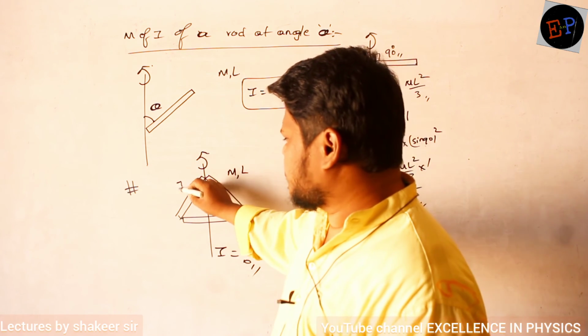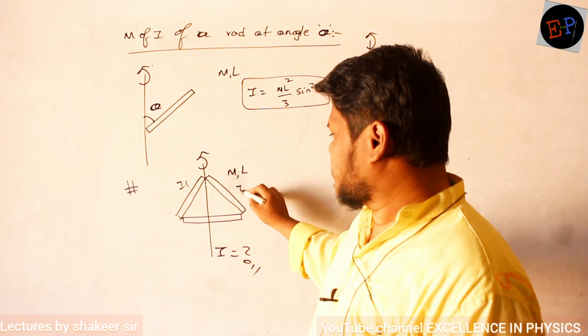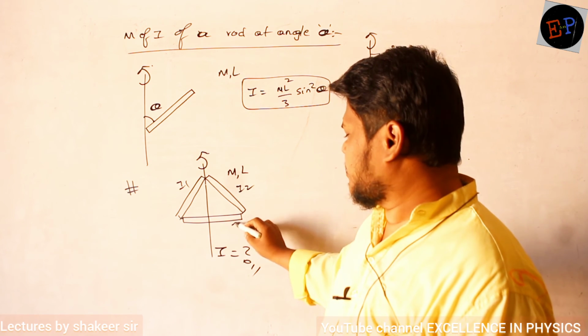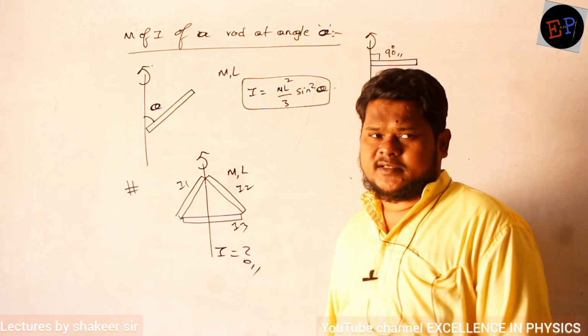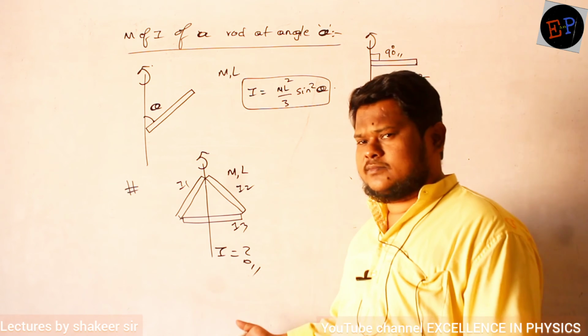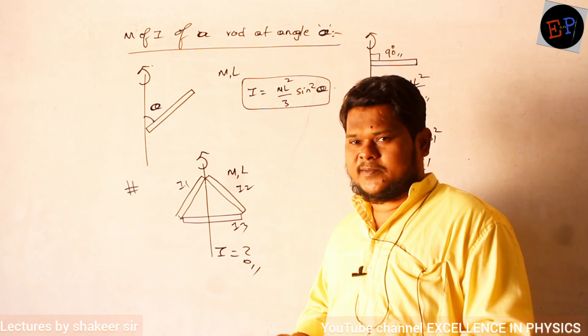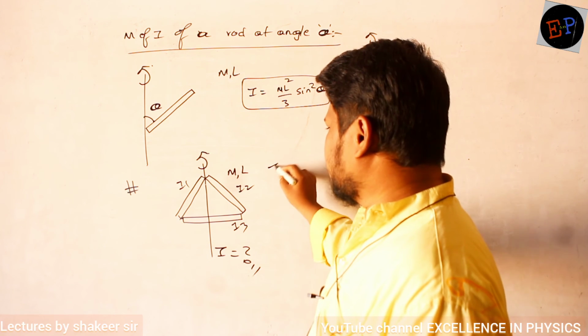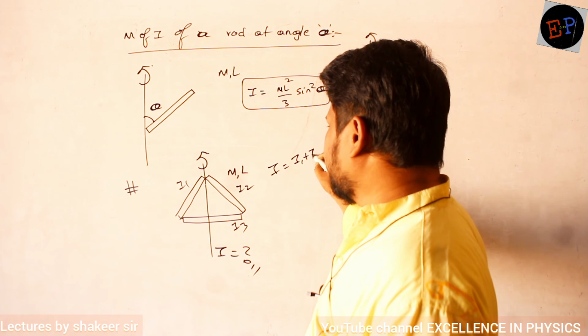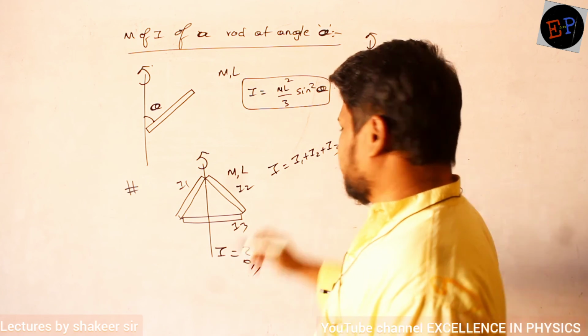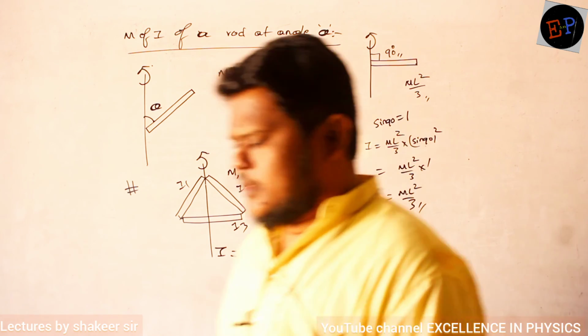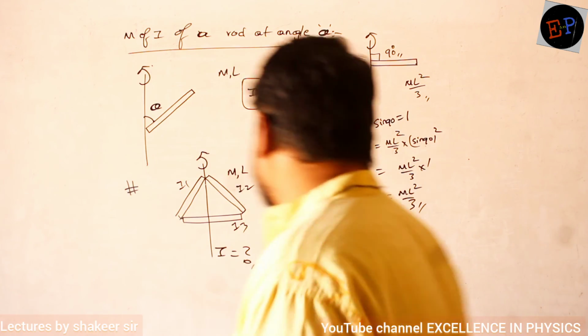Moment of inertia of the first rod, let it be I1. Moment of inertia of the second rod, let it be I2. Moment of inertia of the third rod, let it be I3. Moment of inertia is a scalar quantity, no? You need not find their directions. Understood? So what is the total moment of inertia? I1 plus I2 plus I3. That's all. Now let us calculate each of them.